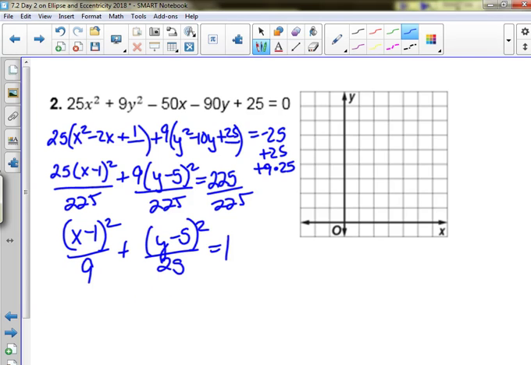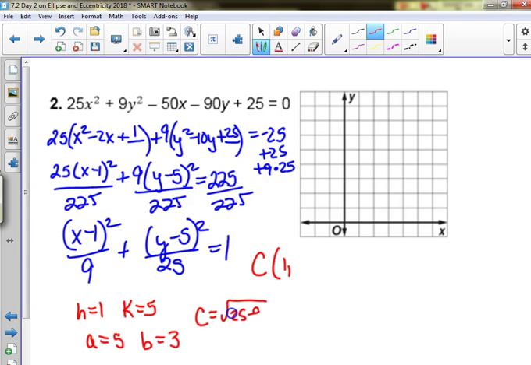Did I get the equation right? Anybody get that far yet? So H is 1, K is 5, A is 5, B is 3, C is the square root of 25 minus 9, which is 4, isn't it? 16, square root of 16 is 4. So HK is 1, 5. Does it go off the graph paper? Did I count wrong? Doesn't it go up and down 5? Goes off the top of the graph paper by 1.